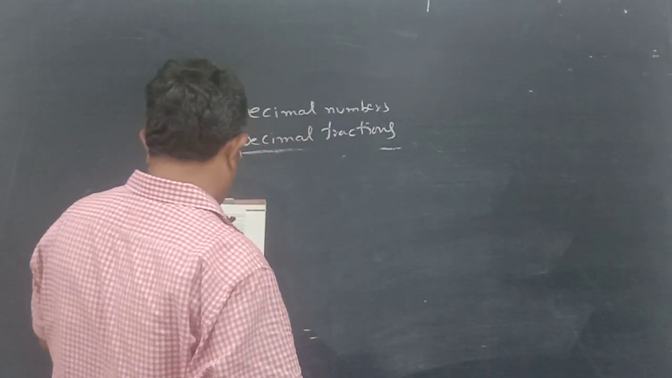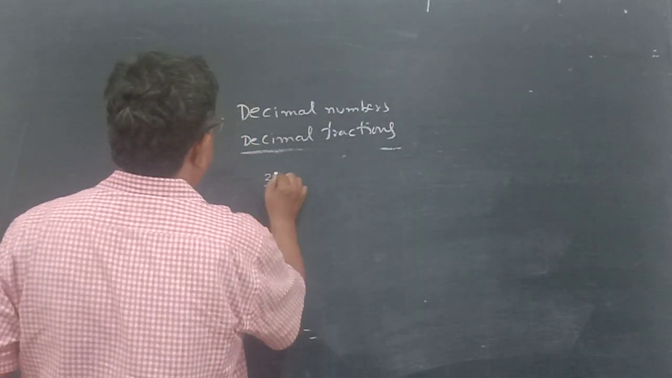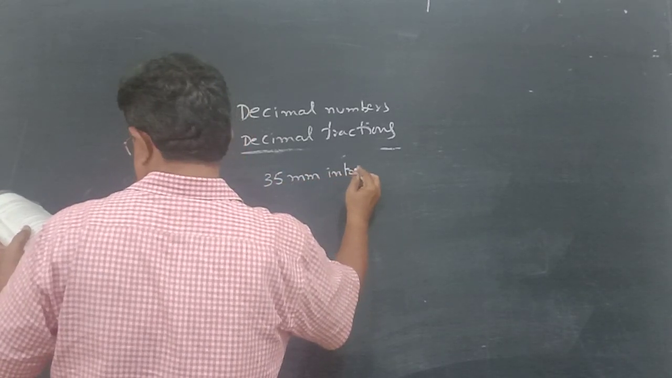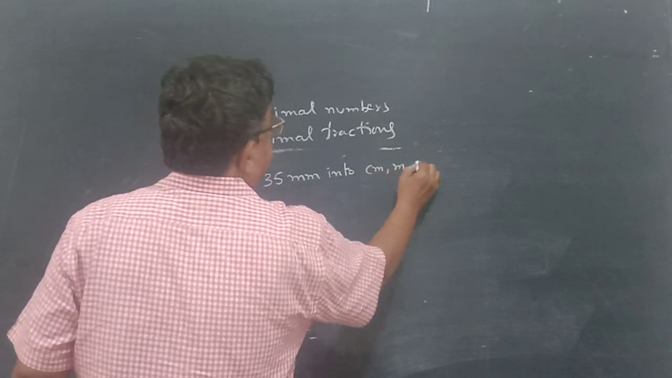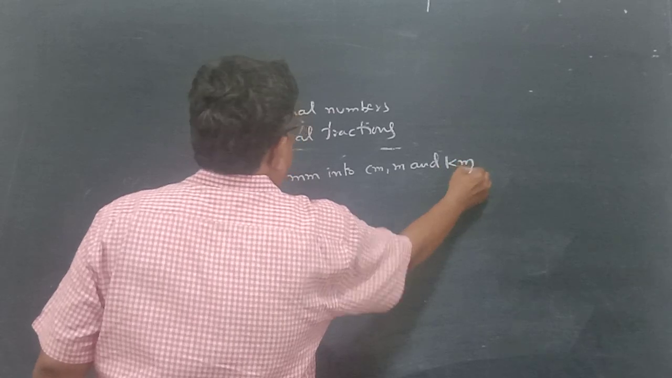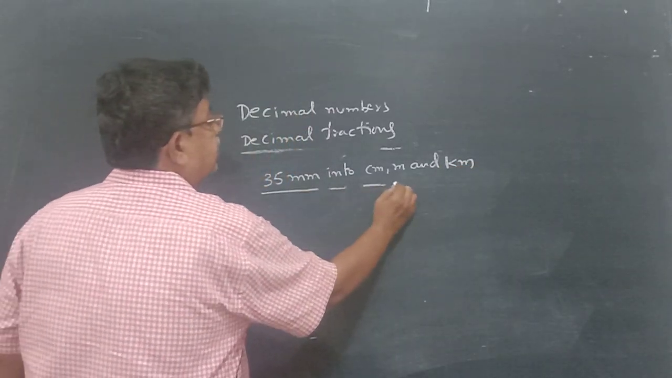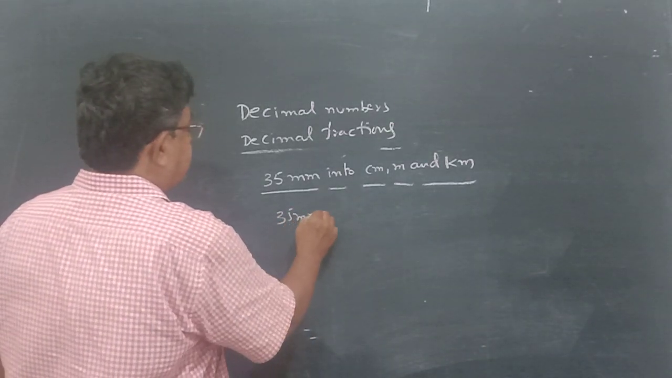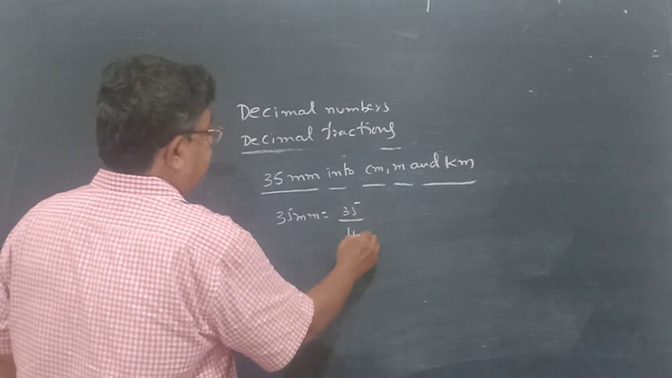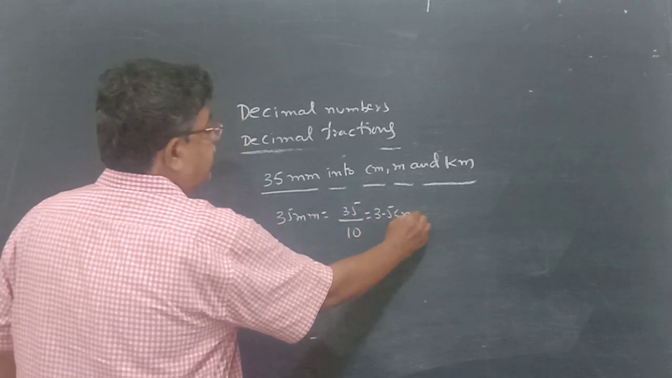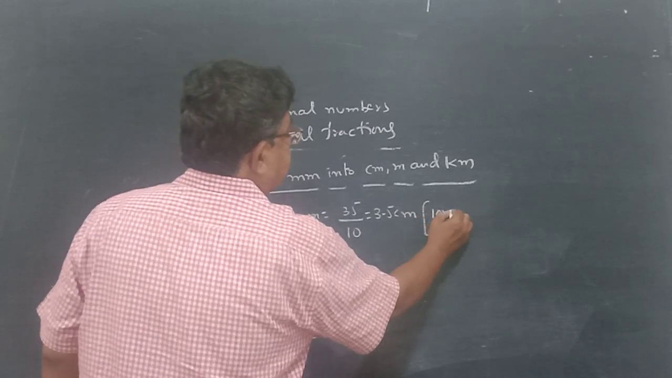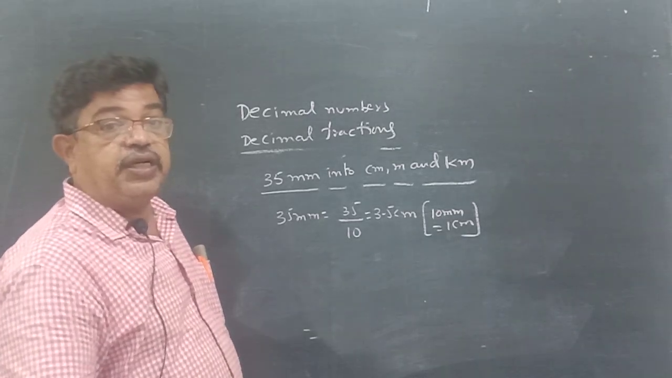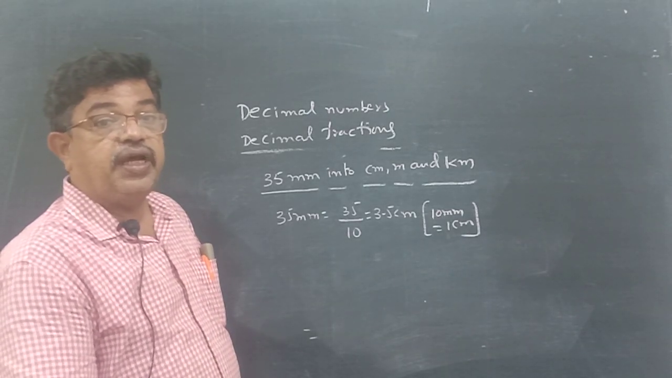Next, 35 millimeters into centimeters, meters and kilometers. You want to convert 35 millimeters into centimeters, meters and kilometers. So 35 millimeters is equal to 35 by 10 is equal to 3.5 centimeters. Reason, 10 millimeters equal to 1 centimeter. Millimeters is smaller unit than centimeters, or centimeters is larger unit than millimeters.